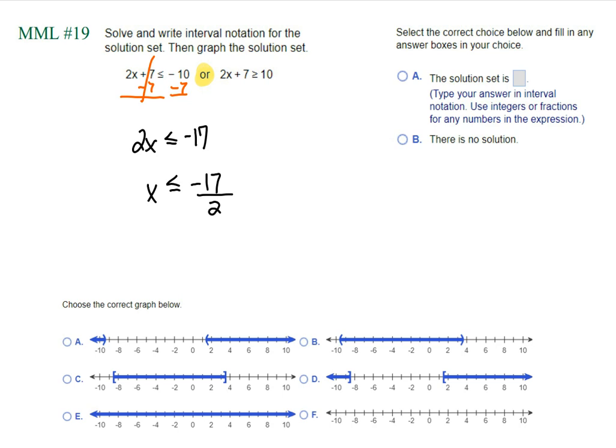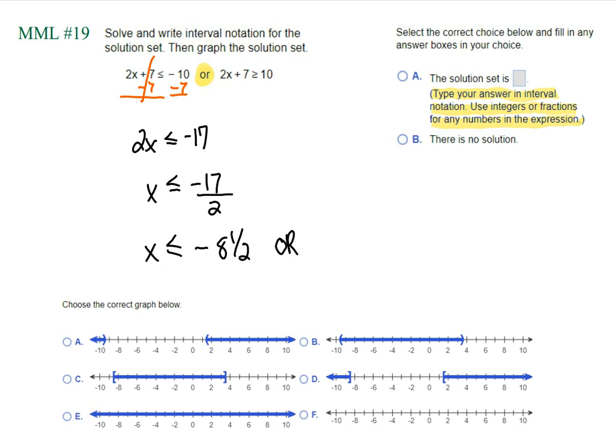And then negative 17 divided by 2, you can leave it, let's see, I'm going to look over here real quick to see what it says. Type your answer in interval notation, use integers or fractions for any numbers in the expression. Okay, so they want me to leave the negative 17 halves. However, for my brain to process this, I have to see it as a mixed number, because when I look at my number lines, they're all in whole numbers. So let's see, 2 goes into 17 8 times. So this is going to be negative 8 1/2. All right, so that's the first one.